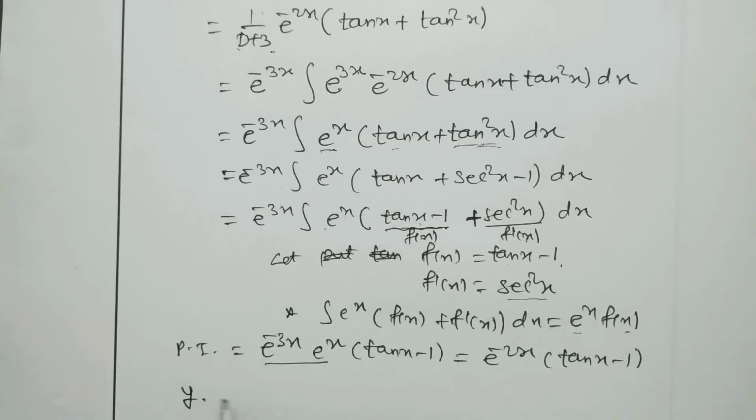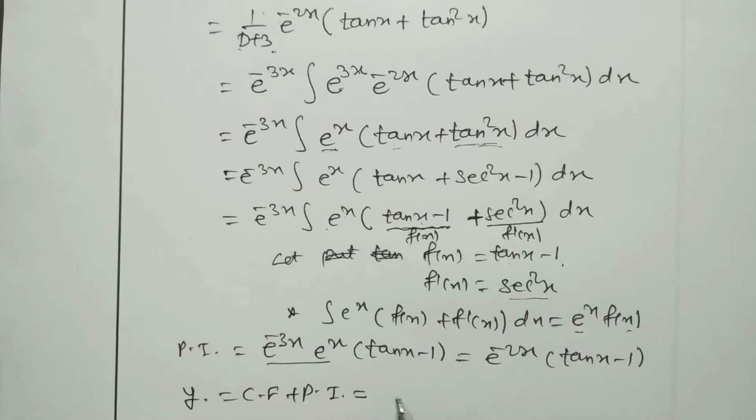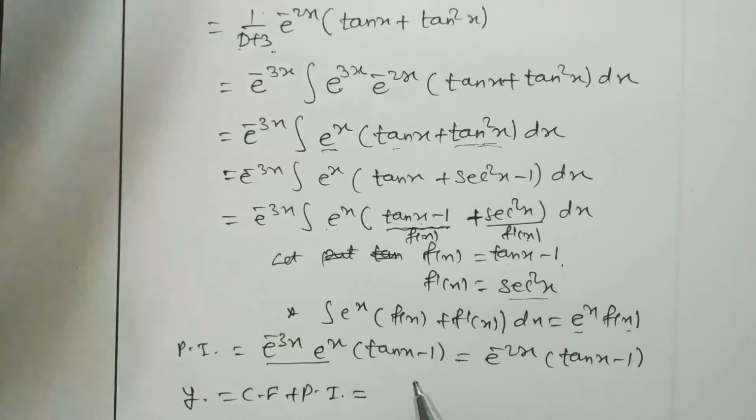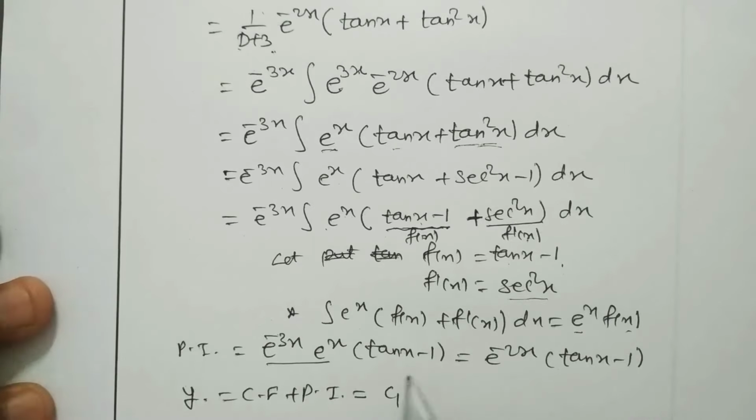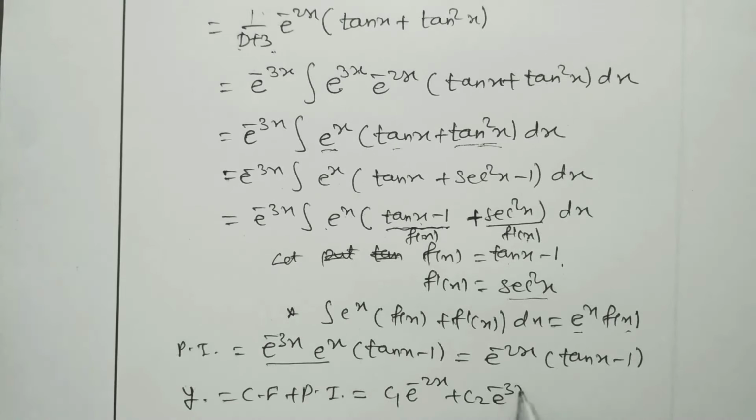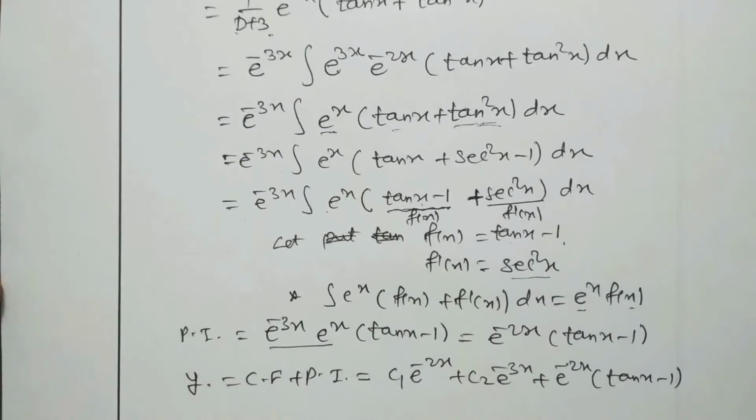So what is the general solution? y is equal to CF plus PI. CF is C1 e raised to minus 2x plus C2 e raised to minus 3x plus PI is e raised to minus 2x into tan x minus 1. So this is our final answer for this example. Now next example.